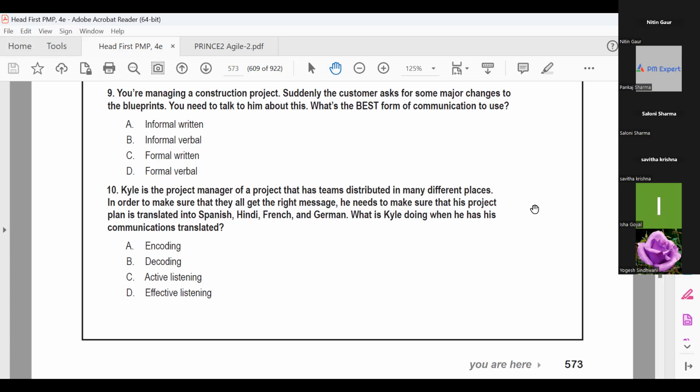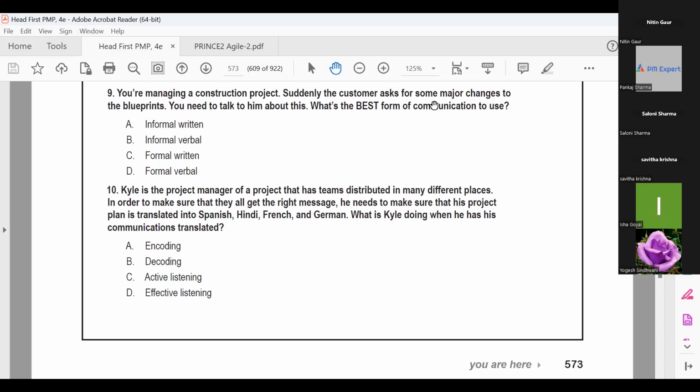Formal written. See, it's a major change. A change should always be formal written, because formal verbal will be lost. You have to save this. But after having a discussion also, we can formally jot down the points. In case of construction, it will be better to have everything formal and written. I think Isha is also saying formal and written only.